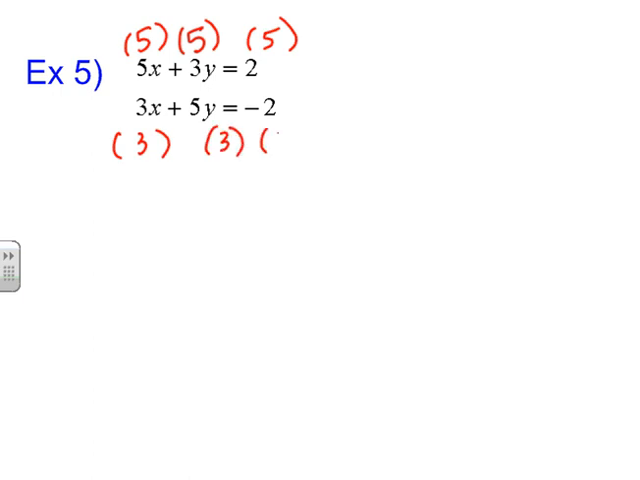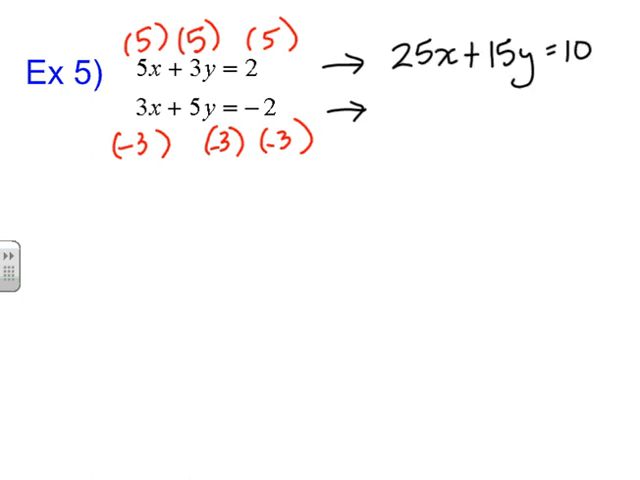Now that doesn't get me to an opposite sign. That gets me both positive 15s. Now I need one of them to be negative because I need to change the sign. So I'm just going to make the bottom one negative. Doesn't matter which one you choose, just as long as they have opposite signs of each other. So on top that would give us 25x plus 15y equals 10. And on the bottom we have negative 9x minus 15y equals positive 6.